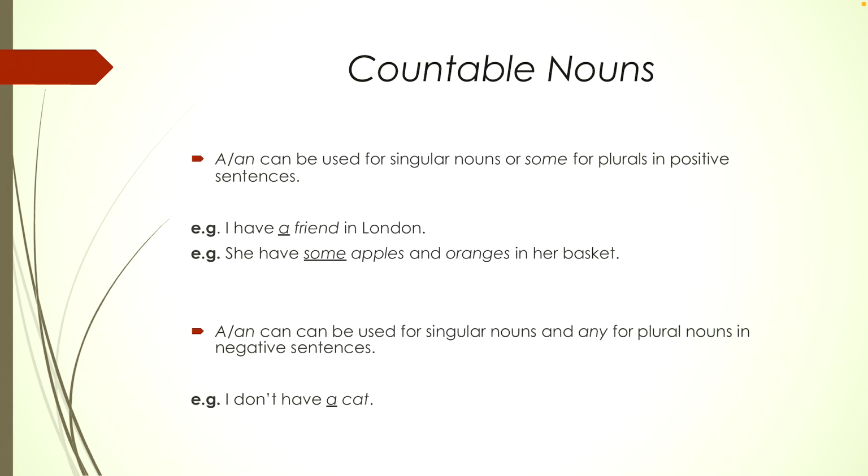In the first example, a is used with a singular countable noun, as said in the rule. And in the second example, some is used with plural countable nouns. For negatives, we can use a or an for singular nouns or any for plurals. I don't have a cat. Cat is a singular and countable noun, so we use a or an. But if it is a plural countable noun, we will use any with this noun.